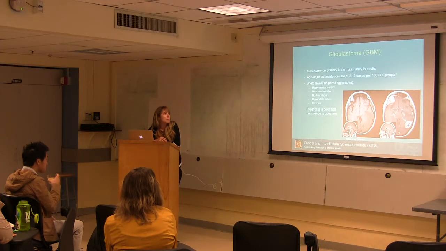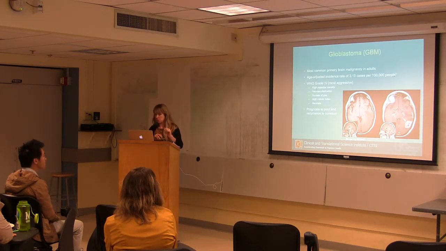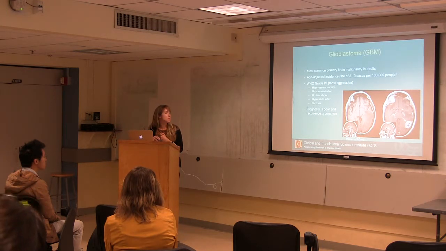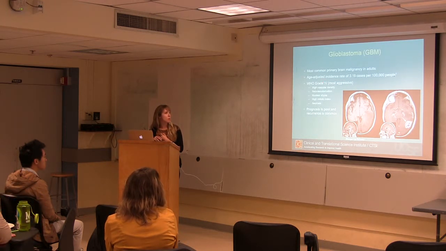So glioblastoma, I'll call it GBM most likely, is the most common primary brain malignancy in adults. However, the incidence rate is 3.19 cases per 100,000, so it's very rare. It is characterized by the World Health Organization grading classification. So if you remember, there are 4 classes. Class 1 is pretty benign. CNS malignancies, with grade 4 being the most aggressive.